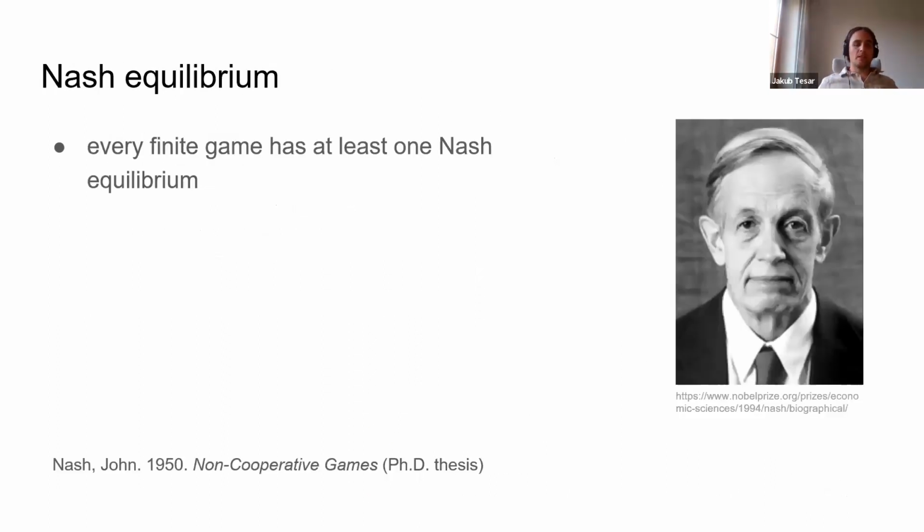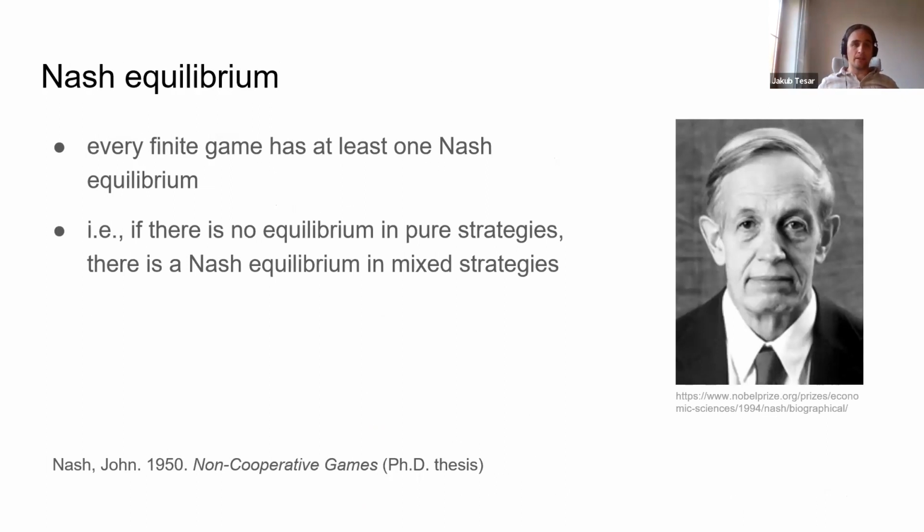And what is the result that we know? Why is it known as Nash equilibrium by John Nash? It is because of his PhD thesis, which was written in 1950 on non-cooperative games. In this thesis, he proved that every finite game has at least one Nash equilibrium. And that means directly that if there is no equilibrium in pure strategies, there is a Nash equilibrium in mixed strategies. So if we do not have this stable solution of the game in pure strategies, we know that we have to look for mixed strategies.